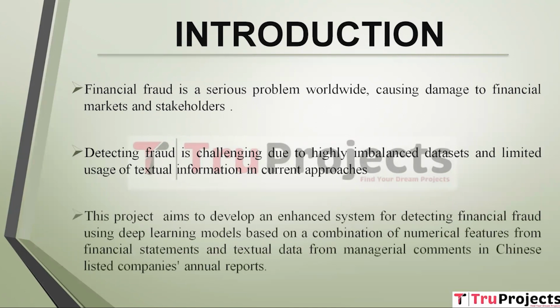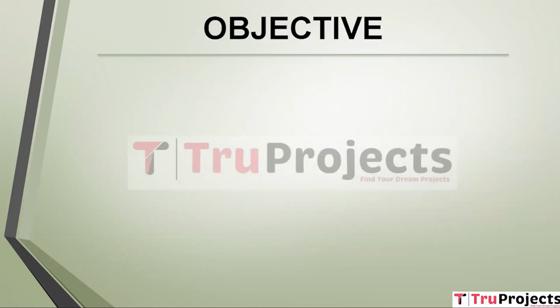The project aims to develop an enhanced system for detecting financial fraud using deep learning models. The approach involves leveraging a combination of numerical features extracted from financial statements and textual data extracted from managerial comments in Chinese listed companies' annual reports. By integrating both numerical and textual data, the system intends to improve the accuracy and robustness of fraud detection.